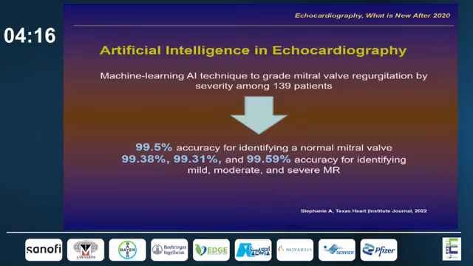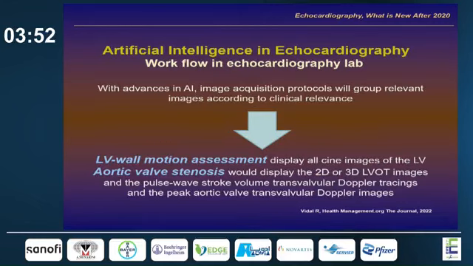So the machine learning artificial intelligence technique to grade mitral valve regurgitation by severity is one of the studies made after 2020. It shows 99.5% accuracy for identifying a normal mitral valve and exceeding 99% accuracy for identifying the severity of the mitral regurgitation, either mild, moderate, or severe.